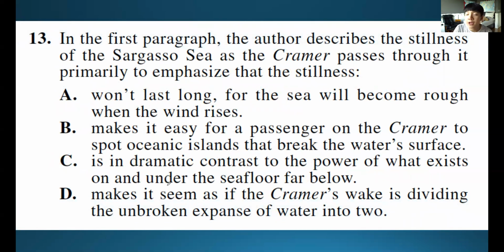In the first paragraph, the author describes the stillness of the Sargasso Sea as the Kramer passes through it, primarily to emphasize that the stillness, what? Where does it say the stillness? In the first paragraph, right? It says, this vast, unroughened surface. Unroughened means calm and smooth, right? This breadth of uniform sea deceives. That's the correct answer. Deceives. That's what'll lead you to the correct answer.